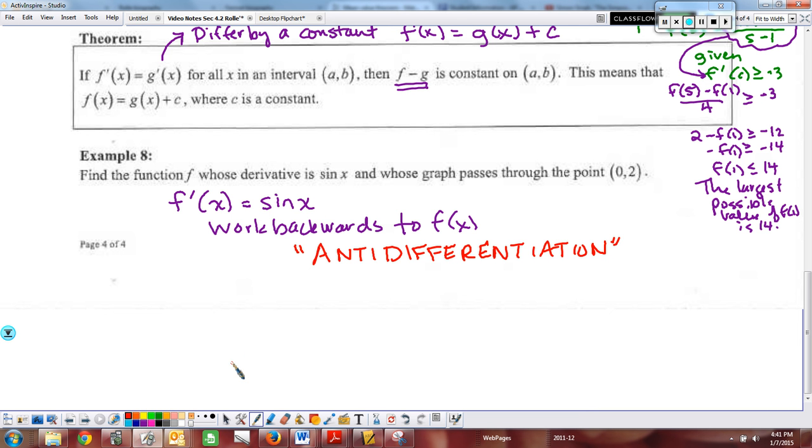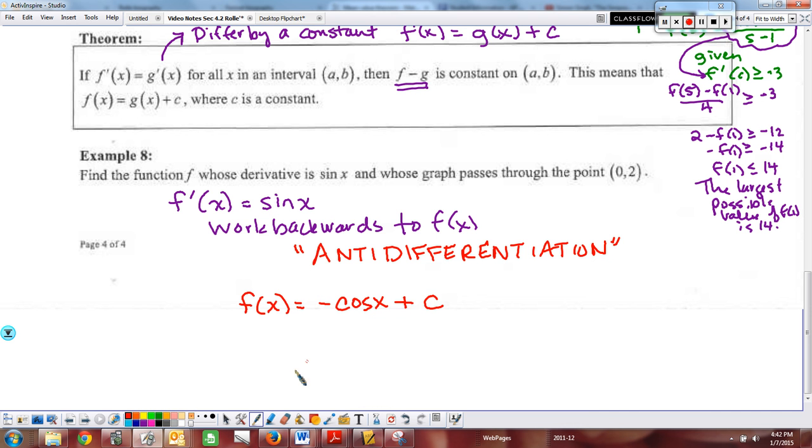Now, if you just think about this: the derivative of what is sine of x? Well, the derivative of cosine is negative sine. So maybe I need to say that the derivative of negative cosine of x is going to be sine of x. But now, is this really the only function that could give you this derivative? Negative cosine of x plus 1 would work. Negative cosine of x plus 2. Negative cosine of x plus 3. We don't know what constant may or may not have been there. So we go plus c.